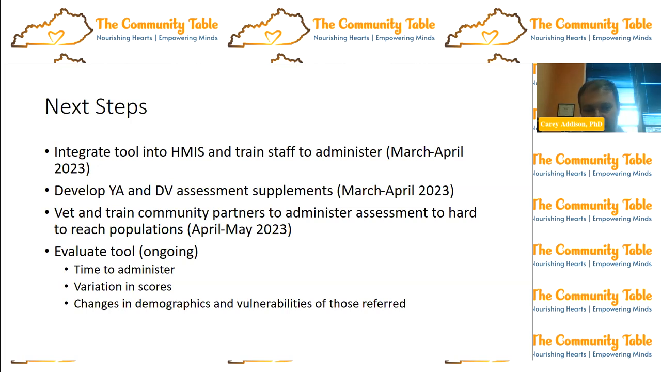So we'll be looking at things like, is the time it takes to administer accurate? What's the variation in scores? We inevitably assess people multiple times. So looking to see if someone was assessed last year under the VI-SPDAT, is there a big fluctuation in their score? Do we think that's important? And if there's any changes in the demographics and vulnerabilities of those people referred as well.